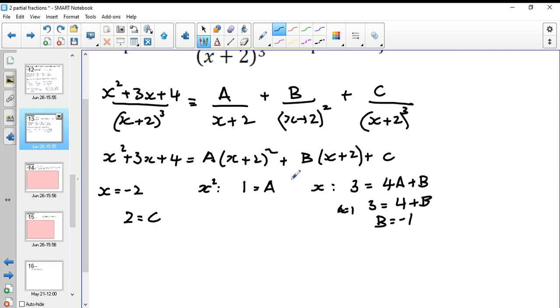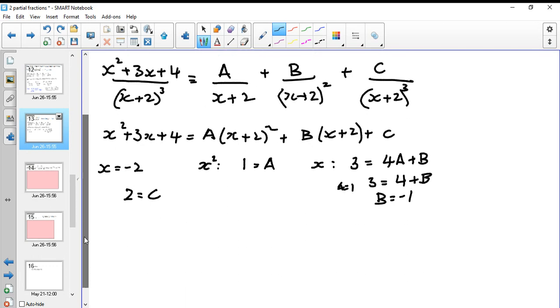Okay. Again, if you don't like this, you could substitute in 0. That'll give you something with A, B and C in, but you know what C is. You can substitute in 1, so a couple of low numbers. That'll give you something with A, B and C in, but you know what C is. And then you'll get simultaneous equations. So it's actually slightly more work, but if you don't understand this, then that's what you're going to have to do.